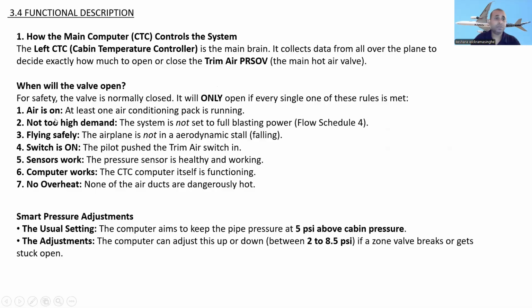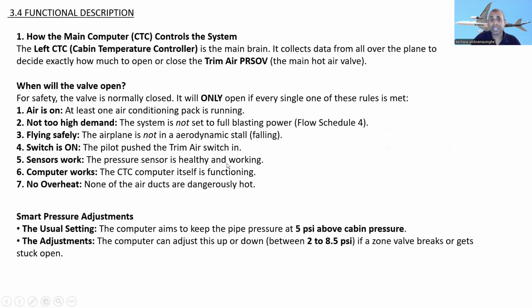Air is on, at least one air conditioning pack is running, and next, not too high demand: the system is not set to full blasting power, flow schedule 4. And flying safely: the airplane is not in an aerodynamic stall, and the switch is on. The pilot pushed the trim air switch in, and sensors work.